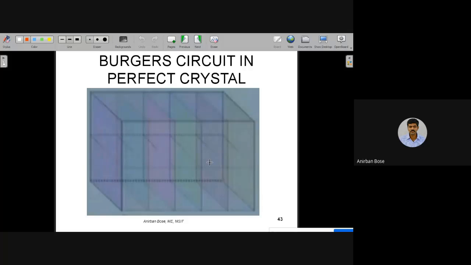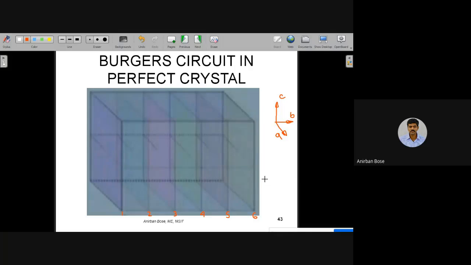So let us consider this is a perfect crystal. There are no defects present. Let us define the axis. Let us consider this is one direction of the axis, this is another direction of the axis, and this is another direction of the axis. Say this is A, this is B, and this is C. Let us consider these are the directions of the axis.